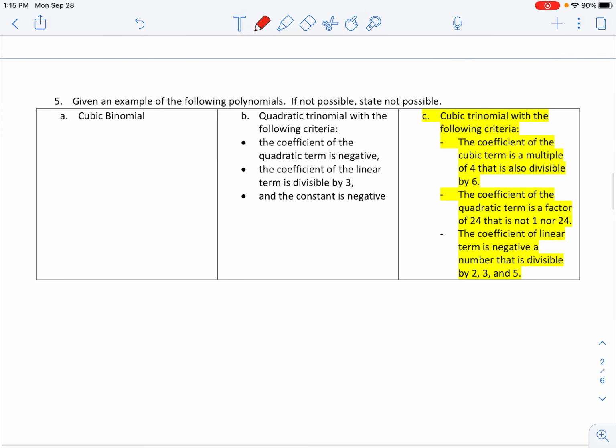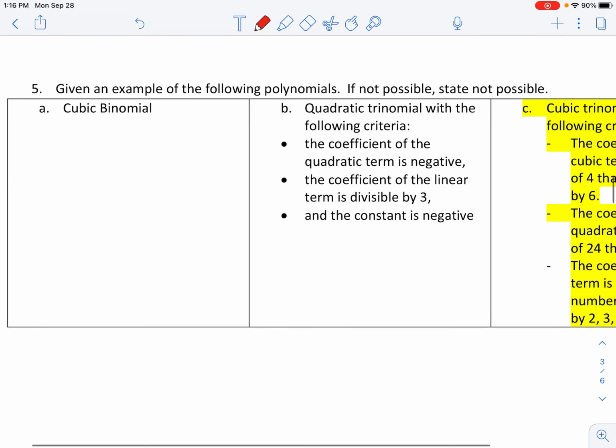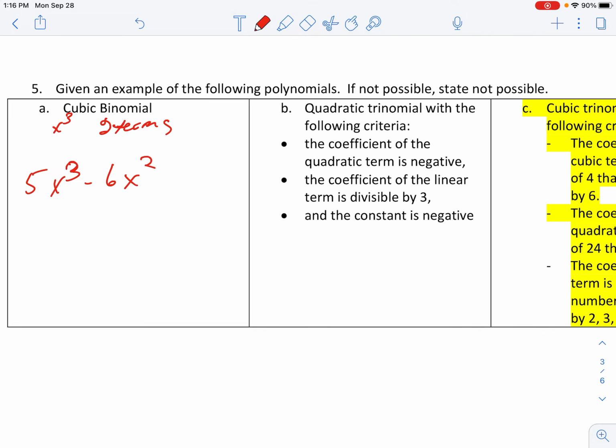All right, example 5. If possible, give me an example of the following. There is more than one answer. As long as it meets a cubic binomial, you are good to go. Cubic is x to the third, binomial is 2 terms, so I want something that is meeting that. 5x to the third minus 6x squared. Negative 7x to the third plus 2.